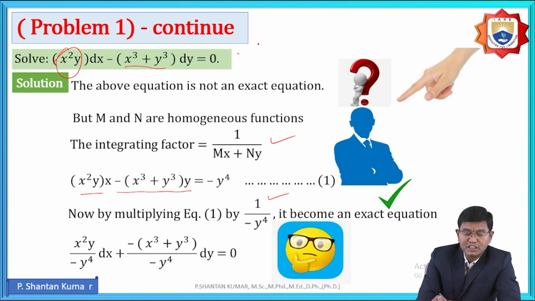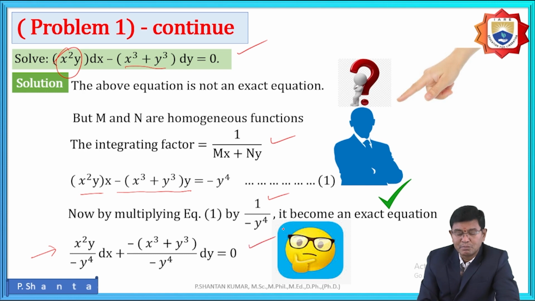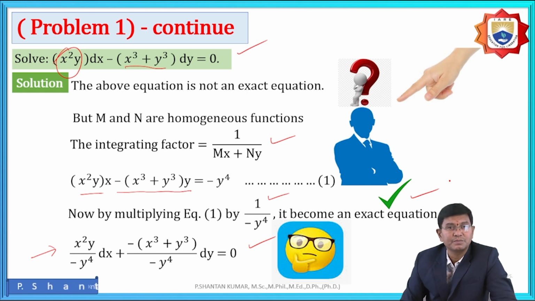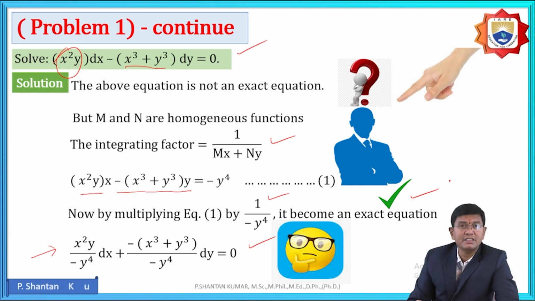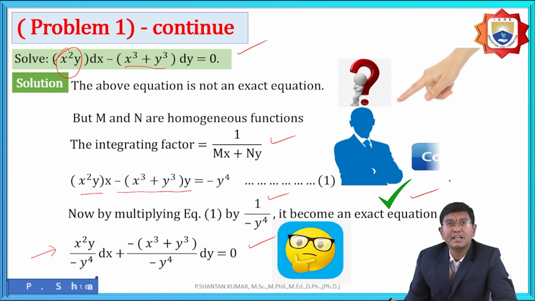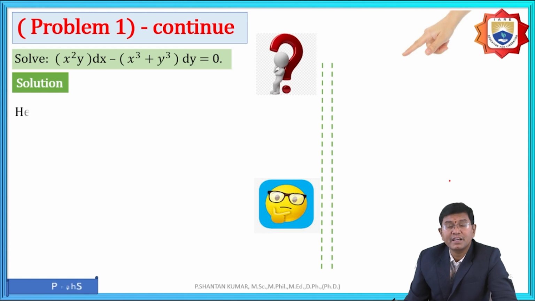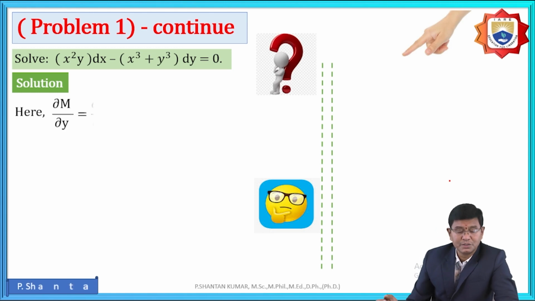Therefore the equation is this one, after multiplication with 1/y⁴. After the multiplication is over, this equation is considered an exact differential equation. After that, we can directly find the solution by integrating M dx, treating y as a constant, plus the terms of N free from x, dy, equal to c.